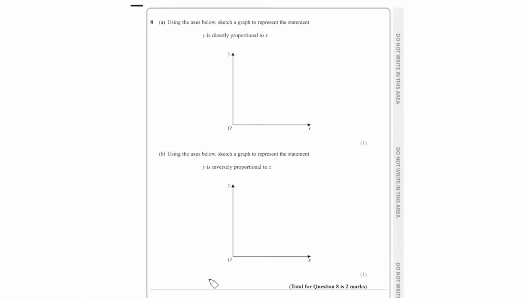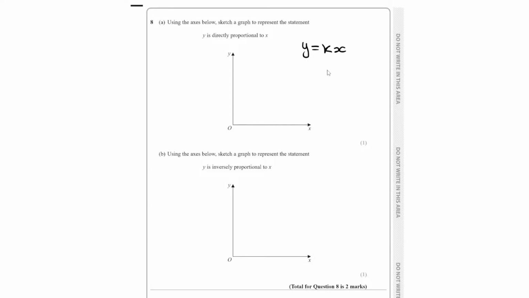Question 8. We've got some graphs here now with proportion. So part A, using the axes below, sketch a graph to represent the statement y is directly proportional to x. So just think of it, when we normally do proportion, I normally use a formula. The formula for direct proportion is y equals kx, isn't it? Hopefully you recognize that formula.